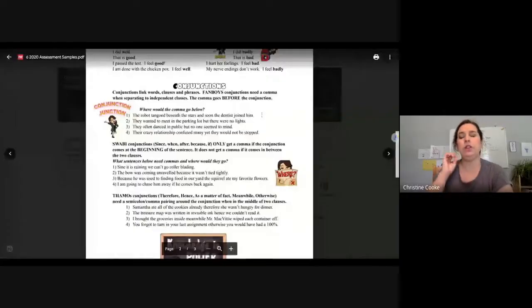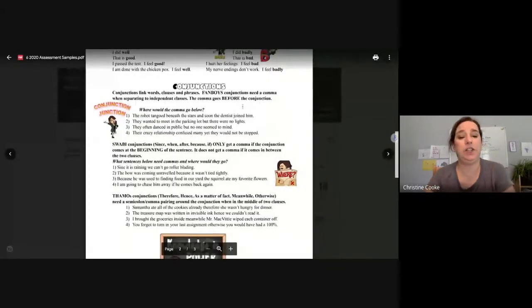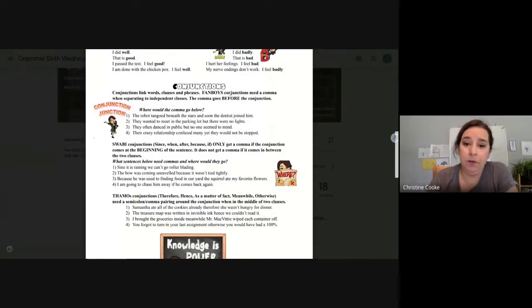So I'm going to go back to this to present this, and we are going to do a few of these real quick. You could also be looking at your own sheet from Google Classroom if you want. The first part will say conjunctions list words, phrases, and clauses. FANBOYS conjunctions need a comma when separating two.